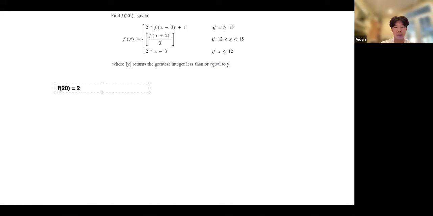So f of 20 is equal to 2 times f of 20 minus 3, which is 17, and then plus 1. So now that you have this equation, you need to find what f of 17 is. And 17 is still greater than 15, so you're still using this top equation up here. 17 minus 3, which is here, is equal to 14.